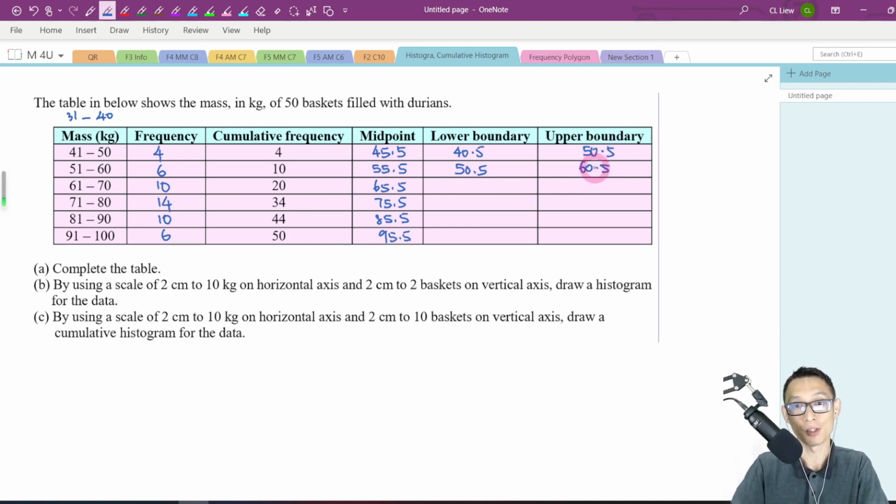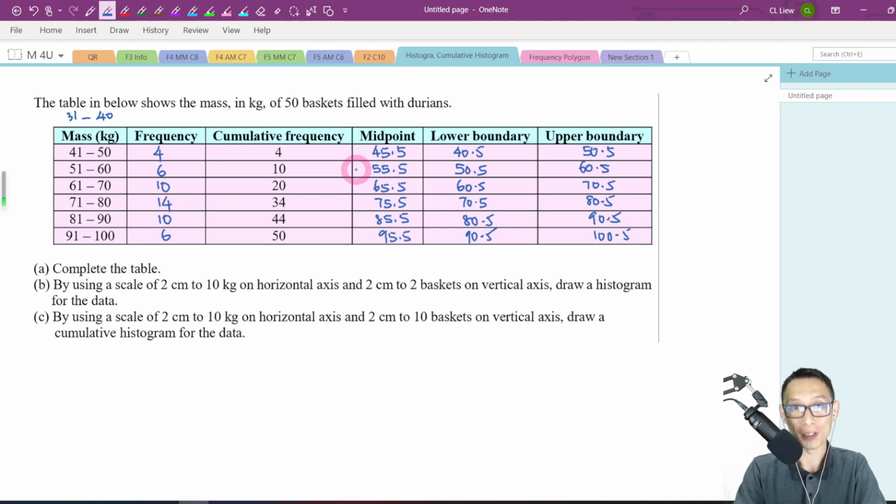Okay, now this is 60.5, here will be 60.5. Here will be 70.5. Keep on adding 10, because 10 is the size of the class interval used. If you want to calculate, for example, 70 plus 71 divided by 2, you will still get the same answer. Okay, 70.5, this is 80.5, this is 90.5, and the last one, this is 100.5. This is the way we get the lower boundary, upper boundary, and midpoint.